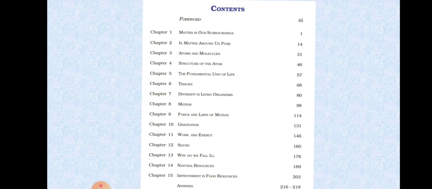The first 2 chapters are related to matter and its surroundings, the matter around us, pure, whether it is solid, liquid, gas, and the distribution of matter. We are going to study that in these 2 chapters. The third and fourth are related to atoms and molecules and their structure, the discoveries of proton, neutron, electron, everything. We are going to learn that in the third and fourth chapters. So before starting the first lesson, let us start with some basic concepts of chemistry.